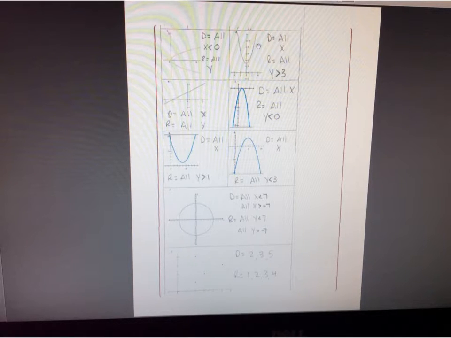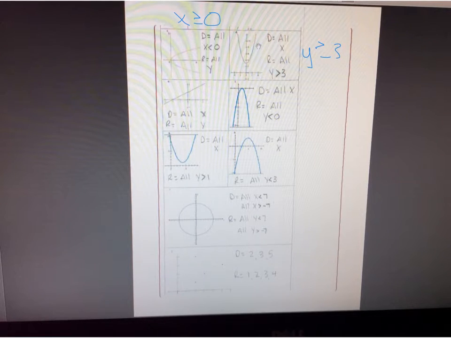For 3C, because it's flipped, your range and your domain are flipped, then what we're looking for there is that x is always greater than or equal to 0. And for D, y is always greater than or equal to 3.